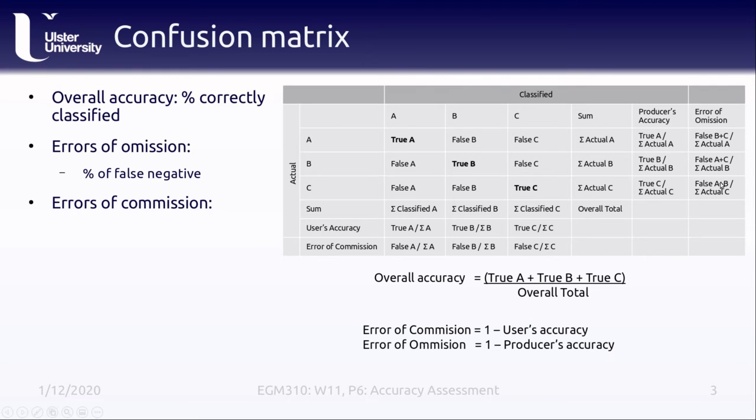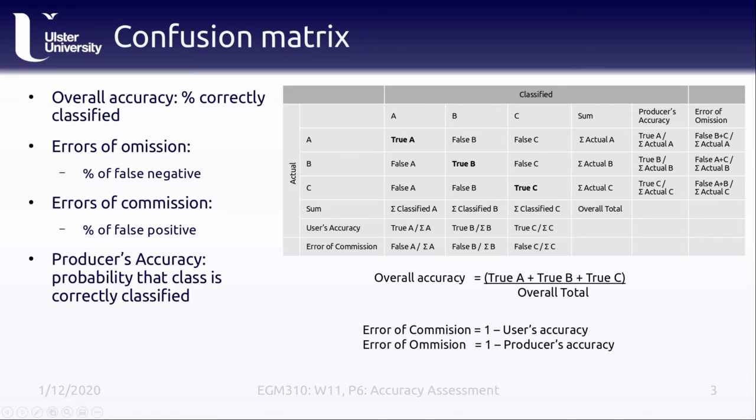A second type of error that we might want to know about is what's known as an error of commission. That is, pixels that have been incorrectly included in the wrong class. These are also known as false positive results or type 1 errors. The way that we calculate this for the A class is by taking the pixels that should have been classified as B but were instead classified as A, and adding those to the pixels that should have been classified as C but were classified as A, and then dividing by the total number of pixels that were classified as A in the image.